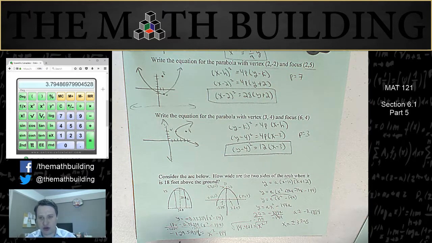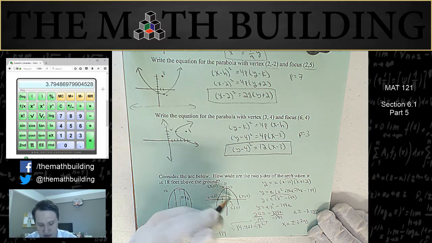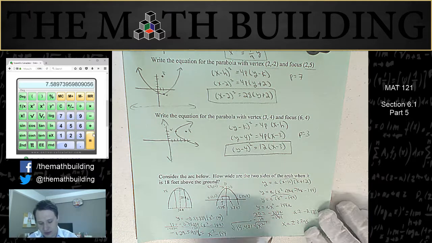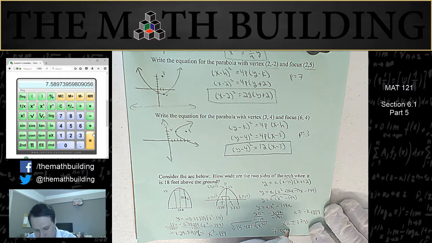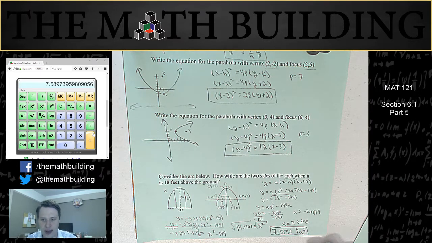But let's think about what the question was asking us. It said, how wide are the two sides when it is 18 feet above the ground? So we need this total distance right here, the distance between the two sides. And so all you have to do is multiply this by 2 for the final answer. So the answer is 7.5897 feet. That's kind of a tricky problem, so that's why I wanted to show you how to do it. The final answer is 7.5897, and again, that was just 2 times the x value that we found.